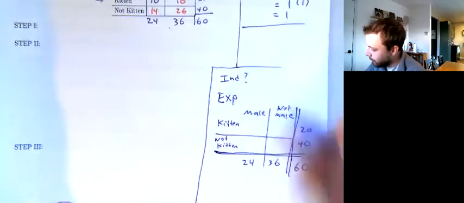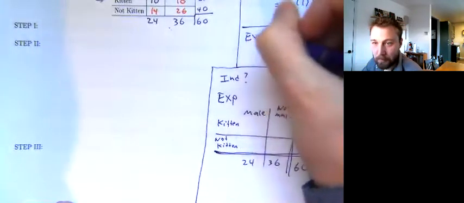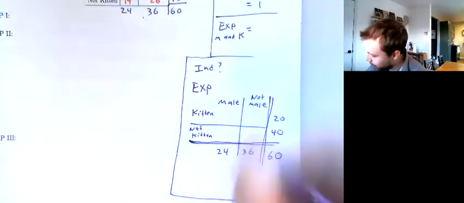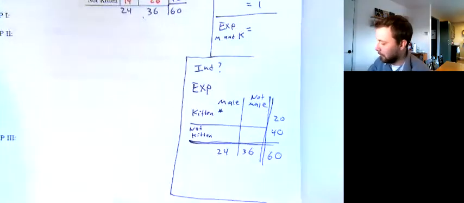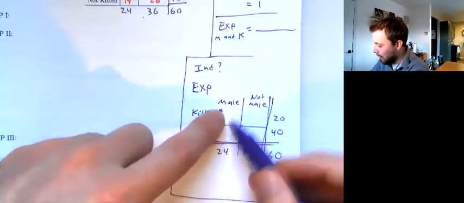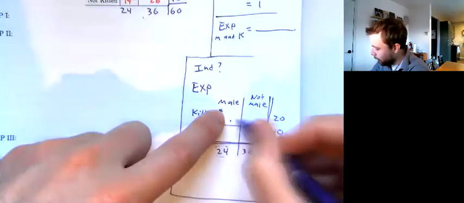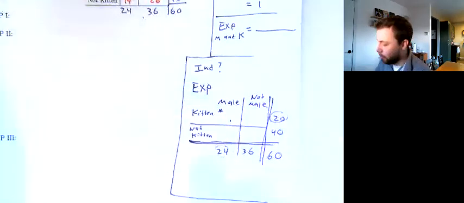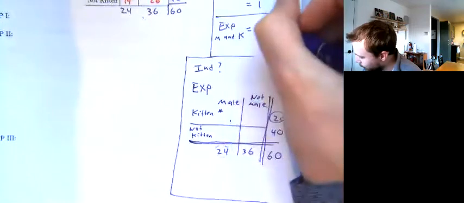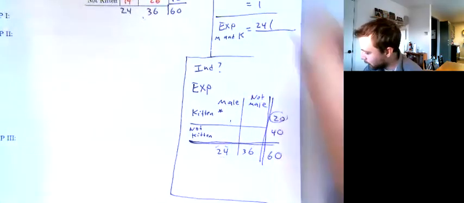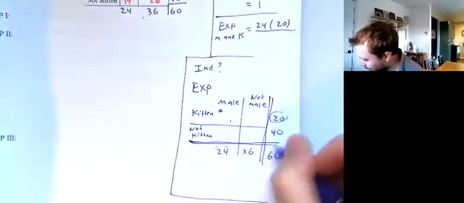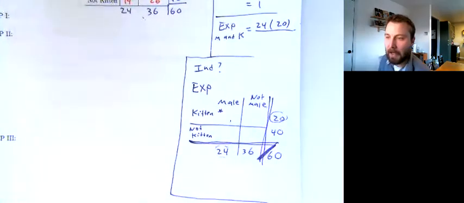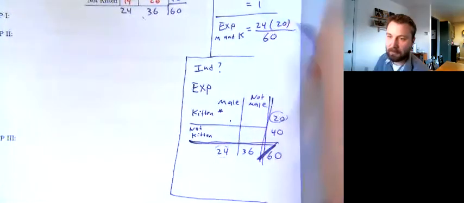And let me find one of these expected values. Let's find the expected number of male and kitten. So I'm finding this square right here. So what I'm going to do is I'm going to take the total for male. I'm just going to go from the spot in my grid, and I'm going to go down and over. I'm going to multiply these outside numbers together. So total for male, 24. Total for kitten, 20. And I want to divide this by that grand total that I have in the bottom right corner. I want to divide this by 60.